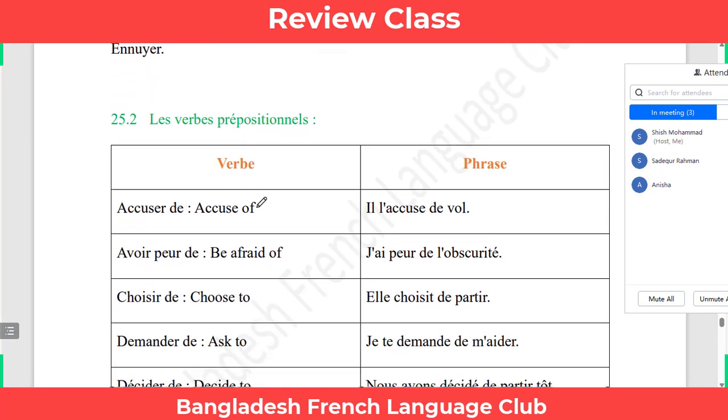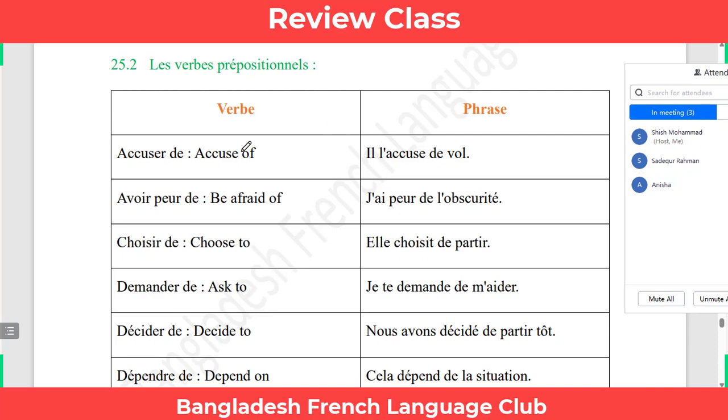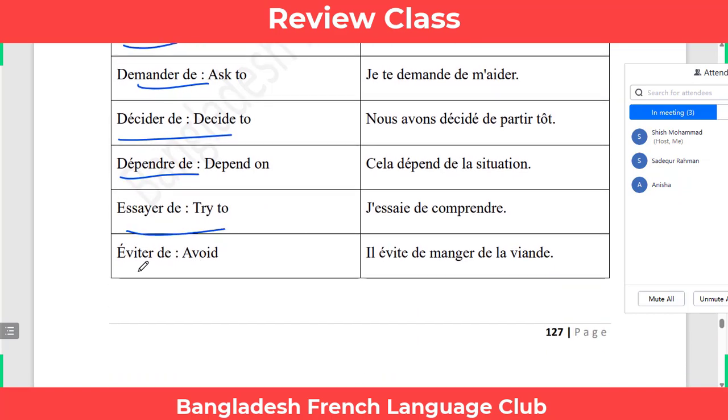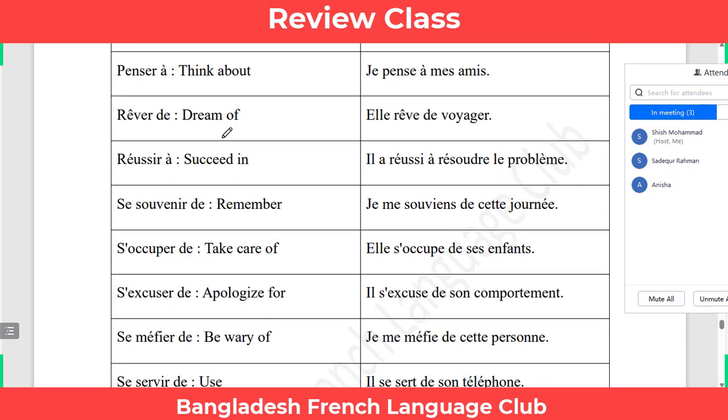The verb prepositional. Okay, there are some prepositional verbs, like the ones that use a preposition, like the accusative. This is a memorizing thing, not explanation. Choisir de, demander de, décider de, dépendre de, essayer de, éviter de. Okay, please memorize.